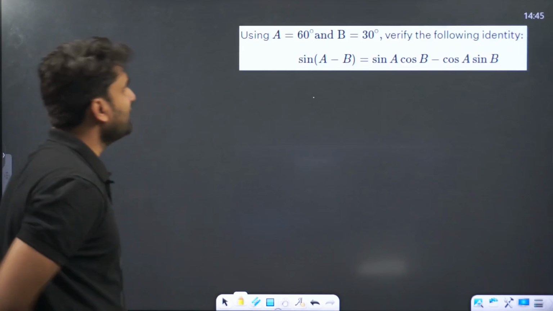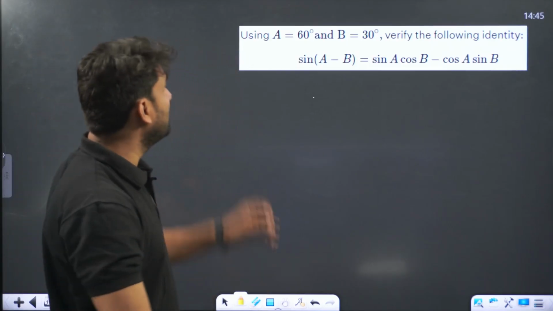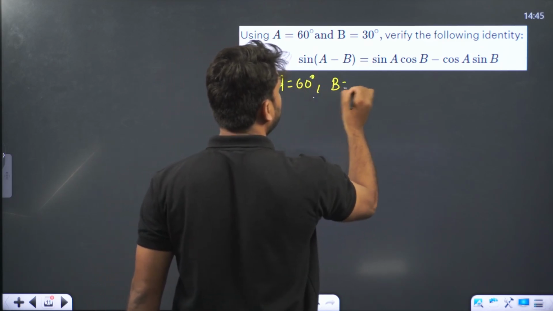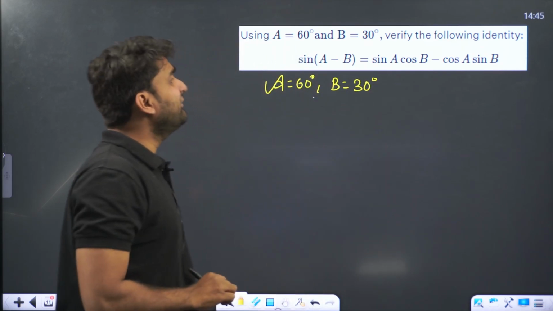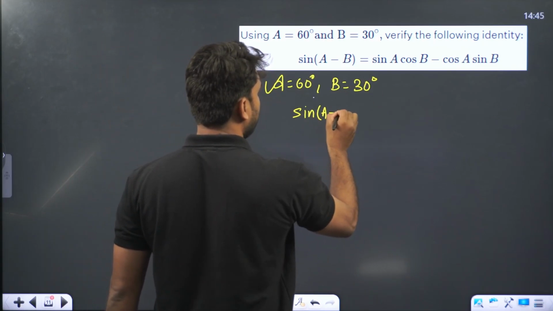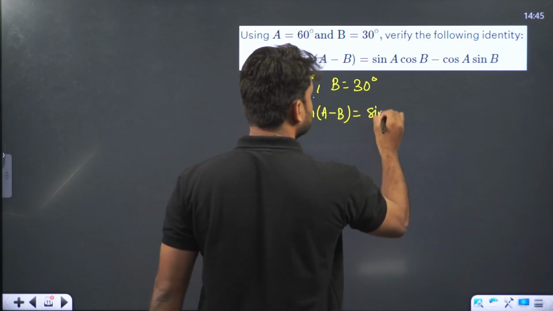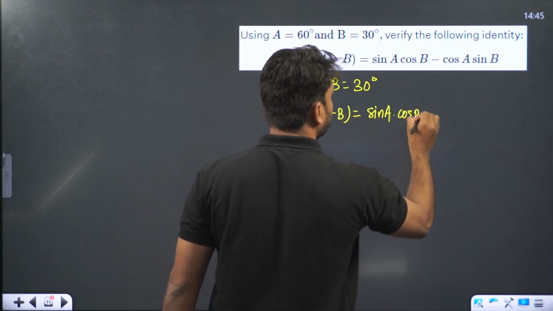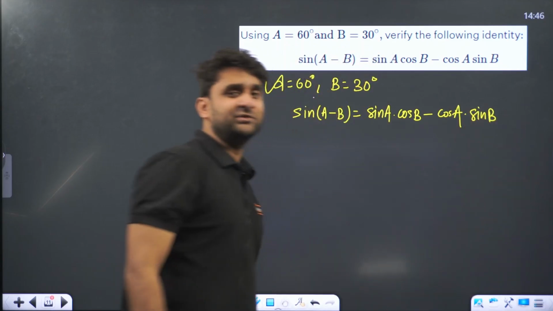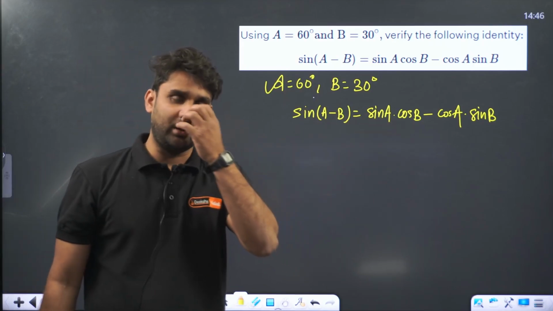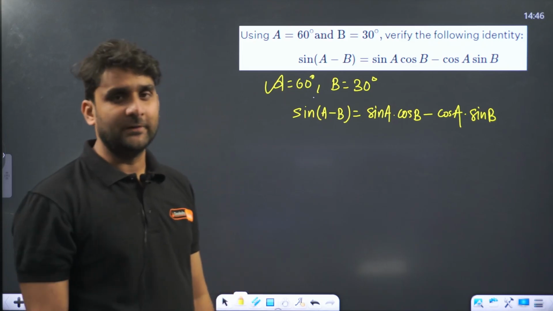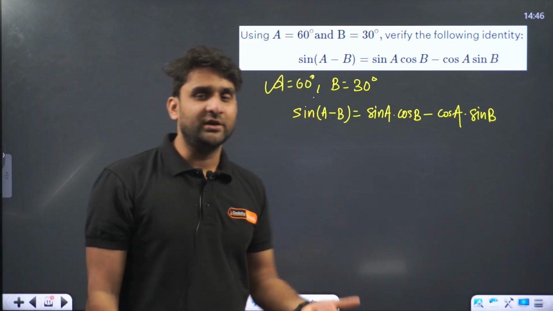Moving ahead. Okay, one more question. Using A is equal to 60 degree, and we have to use B is equal to 30 degree. Verify the following identities. Okay, let's verify. So LHS is sine A minus B and the RHS is sine A into cos B minus cos A into sine B. By the way, let me tell you, class 10 students, this is a formula in trigonometry, but you guys will study this formula in class 11th, after 10th, right? So this is a formula: sine A minus B is equal to sine A into cos B minus cos A into sine B.